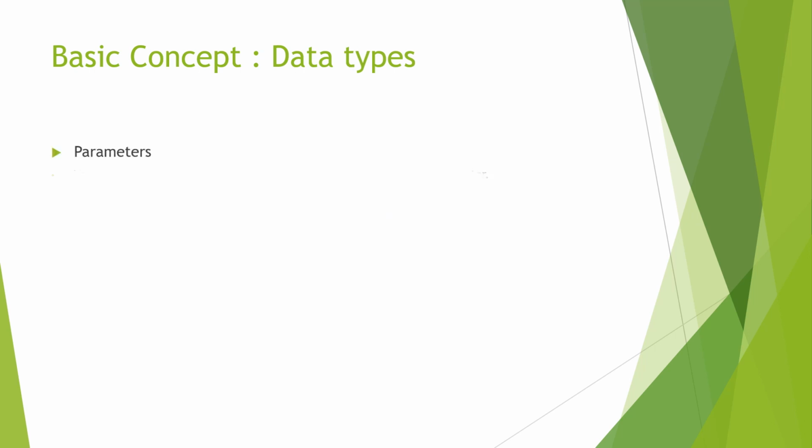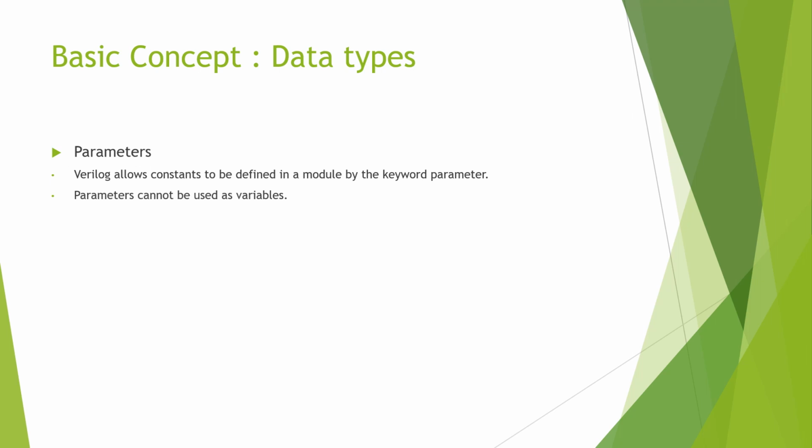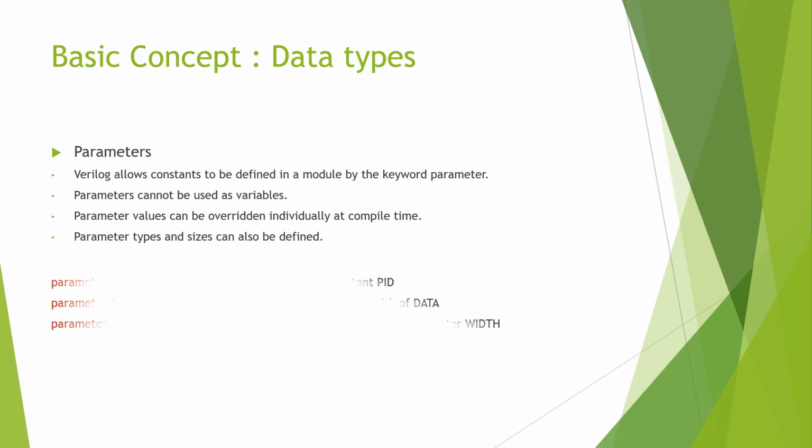Parameters. Verilog allows constants to be defined in a module by the keyword parameter. Parameters cannot be used as variables. Parameter values can be overridden at compile time. Parameter types and size can also be defined.